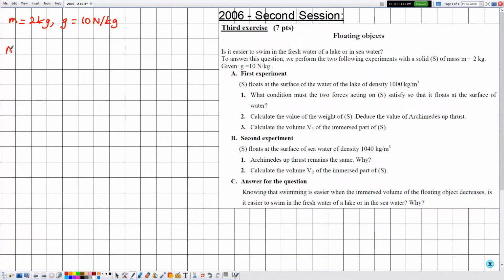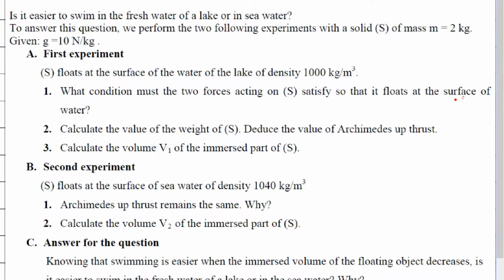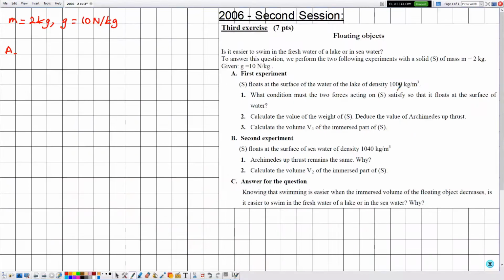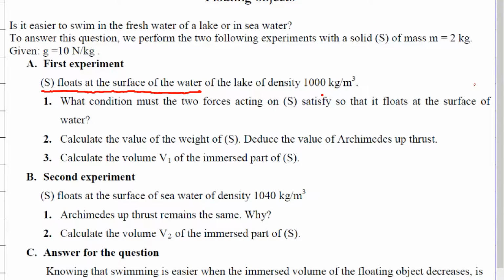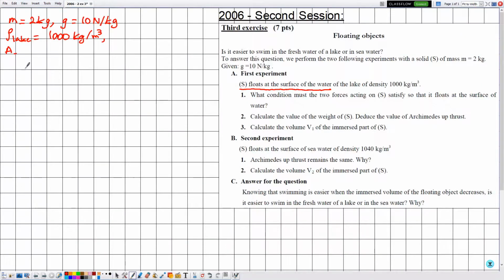Part A, first experiment. S floats at the surface of the water of the lake of density 1000 kilogram per meter cube. So here, because it's floating at the surface of the water, we can use at any moment in this part the condition of equilibrium. Moreover, the density of the lake, let's denote it by rho lake, is given by 1000 kilogram per meter cube. Number 1. What condition must the two forces acting on S satisfy so that it floats at the surface of water? In other words, they are asking me about the condition of equilibrium.